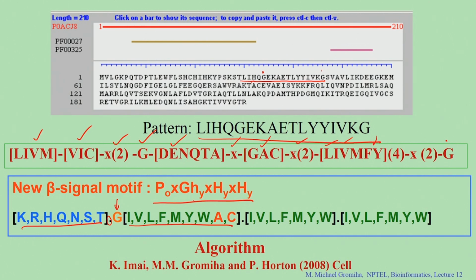Okay, there is a difference between the small hy and the capital HY. Small hy includes the small residues alanine and cysteine, but capital HY does not include A and C.